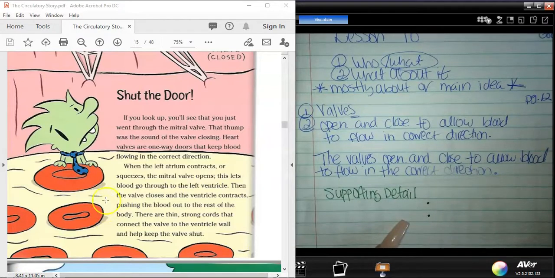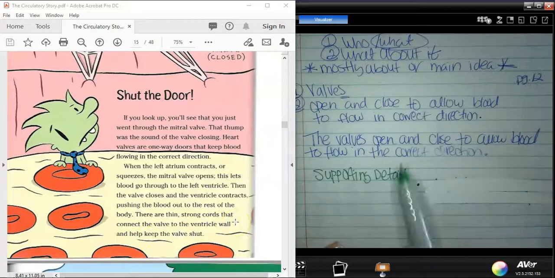If you look up, you'll see that you just went through the mitral valve. That thump was the sound of the valve closing. Heart valves are one-way doors that keep blood flowing in the correct direction. When the left atrium contracts or squeezes, the mitral valve opens. This lets blood go through the left ventricle. Then the valve closes and the ventricle contracts, pushing the blood out to the rest of the body. There are thin, strong cords that connect the valve to the ventricle wall and help keep the valve shut.